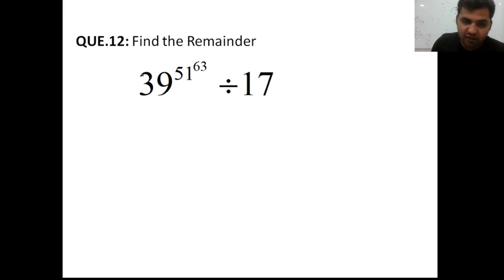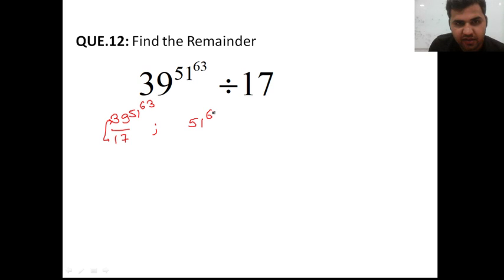Alright, so I'm explaining the solution. Concentrate now. Look, 39 power 51 power 63 divided by 17. 39 and 17 are co-prime with each other, so you can apply the Euler remainder theorem. What is the Euler number of 17? The Euler number of 17 is 16. So just divide the power by the Euler number of 17, which is 16, and find out the remainder. And whatever is the remainder, that remainder will replace this power.